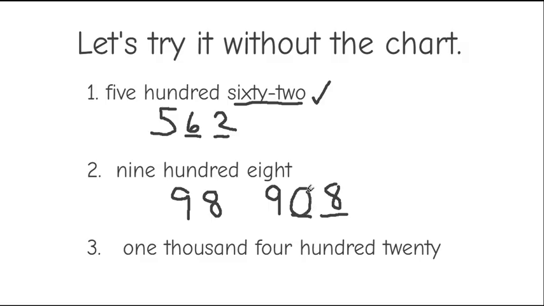Our last one is 1,000. And here, since I'm writing in standard form, I can go ahead and put my comma, 1,000. That tells me there's 3 more places, right? 400, that goes in the hundreds place, and the last number is 20. 1,420. Now you know how to take numbers that are in written form and transfer them into standard form.